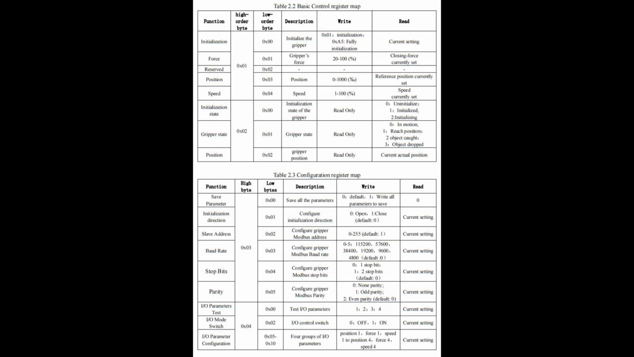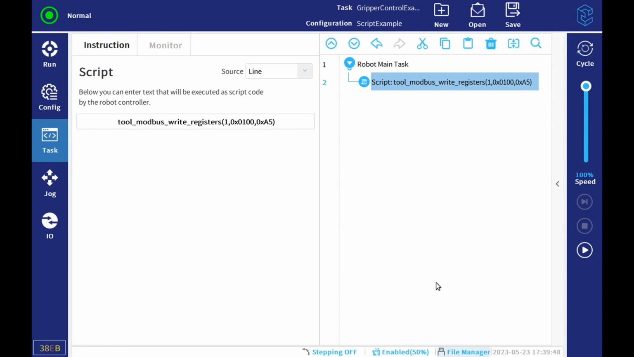The concept for opening and closing the gripper will be the same. We just need to write the correct value to the correct register address. To keep things simple, writing 1000 to the position register will fully open the gripper. Writing 0 to the position register will close the gripper. We will use the same instruction.